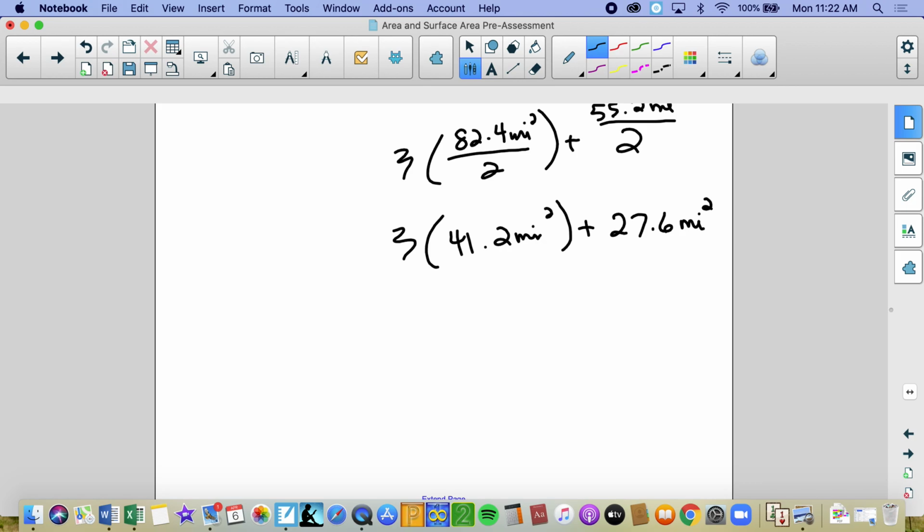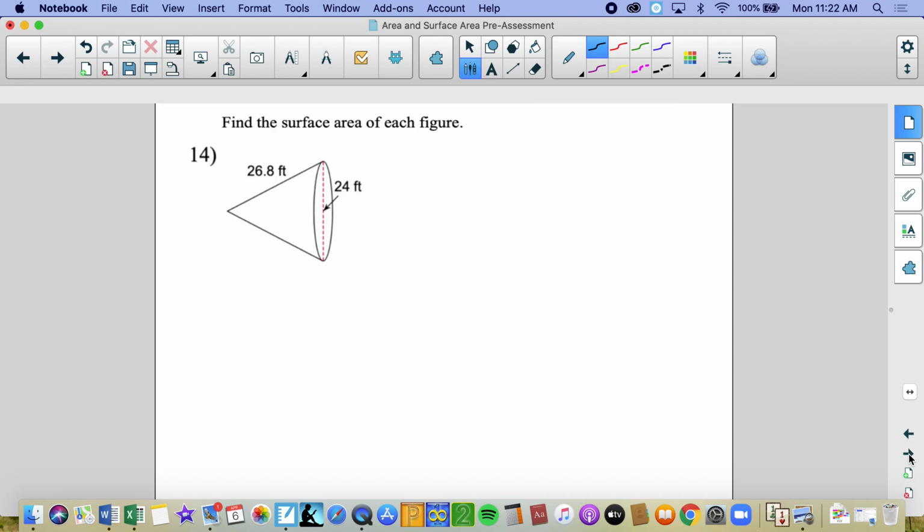3 times 41.2 miles squared gives me 123.6 miles squared plus 27.6 miles squared for a total surface area of 151.2 miles squared. Good. All right, last one, number 14.